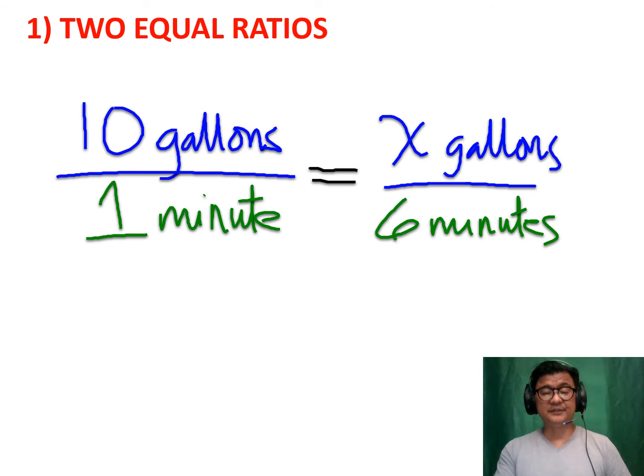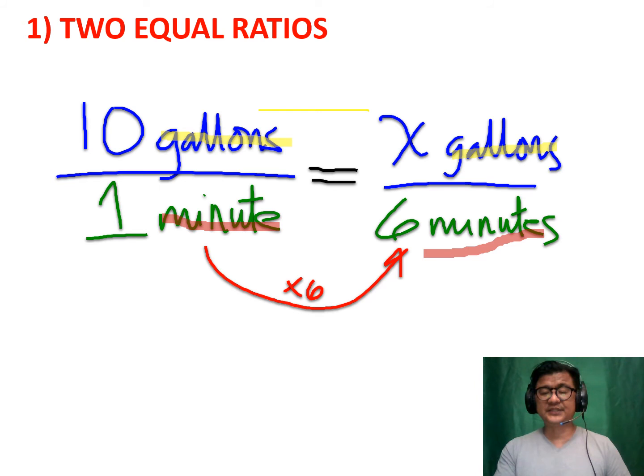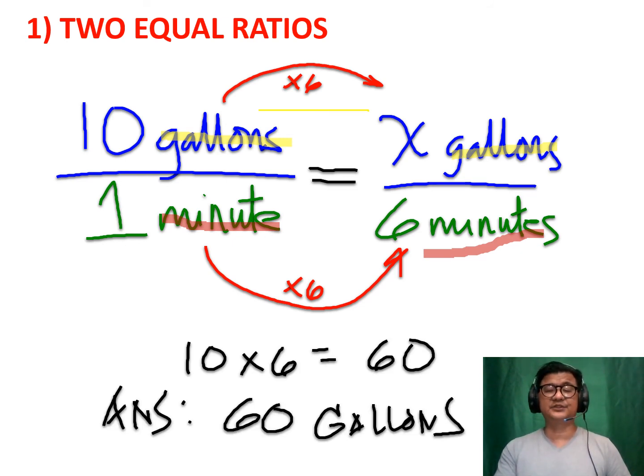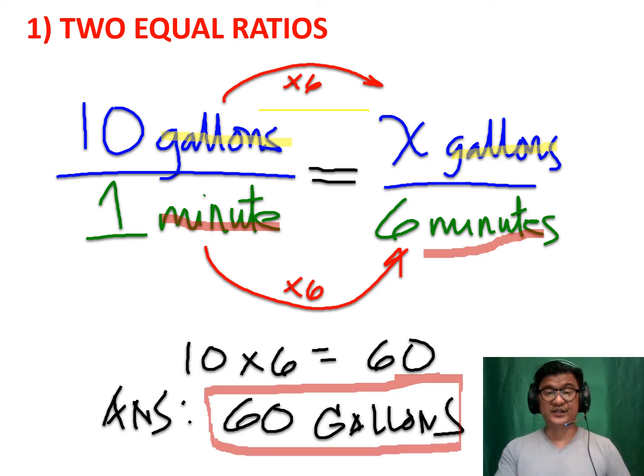Take note, the units are important. If the gallons is on top, be sure that on the other side, the gallons is also on top. Minutes below here, therefore minutes below as well. Now look for the pattern. 1 became 6, so you see a pattern of times 6. Therefore, to get the value of x, whatever you do below, you do the same thing on top, times 6. 10 times 6 is 60. So you can say after 6 minutes, the pool is filled with 60 gallons of water.